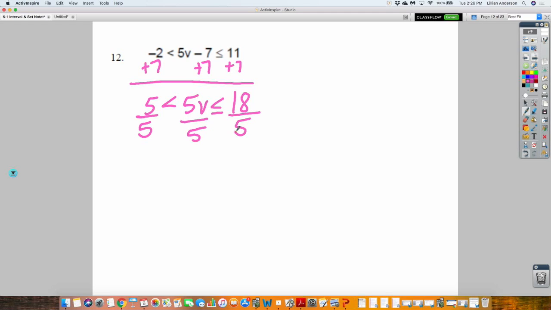Now, again, you guys could have done it separately as two different equations because essentially that's what I'm doing. I'm just doing everything at the same time. And your answer, if you didn't rewrite it, like flip this part over, you would have your answer as a compound. What's 5 divided by 5? So I have 1 is less than v, which is less than or equal to 18 over 5.